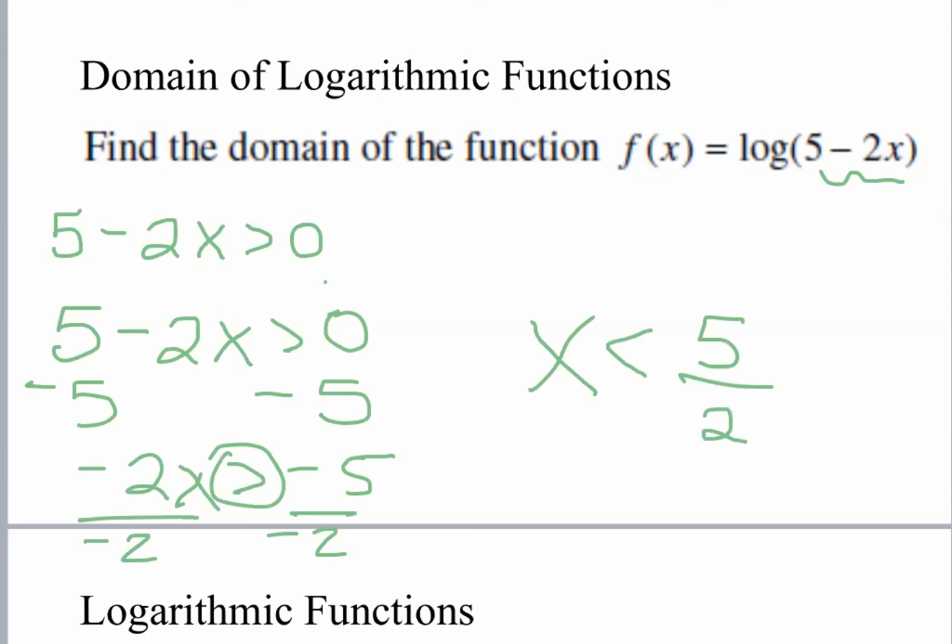I'm a big fan of checking your work. Put in a 3 here. On your calculator, type log of 5 minus 2 times 3, and you should get an answer. Less than. Oh my gosh, I'm sorry. Put a 1 in there. If you put a 3, if you forgot to flip the sign, you get a domain error, which is fantastic. If you put a 1 in there, you actually get a number. So it just depends if you're not sure if you've done it right. I always say check your work.